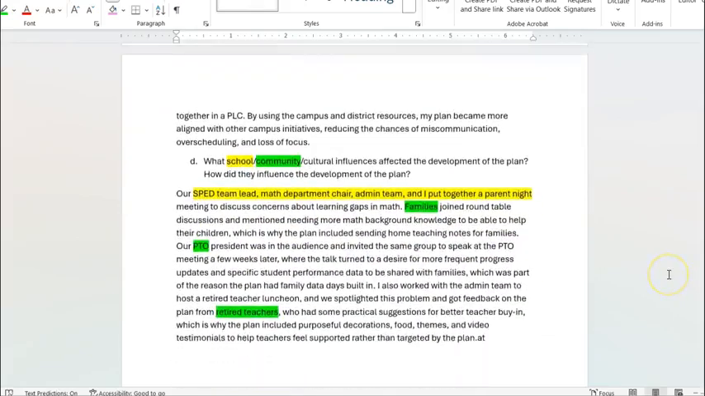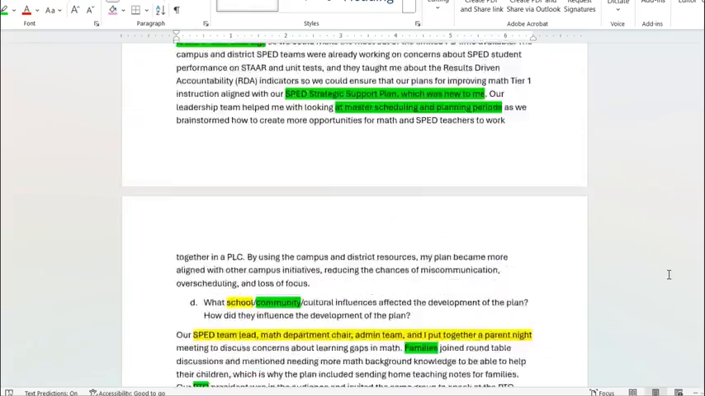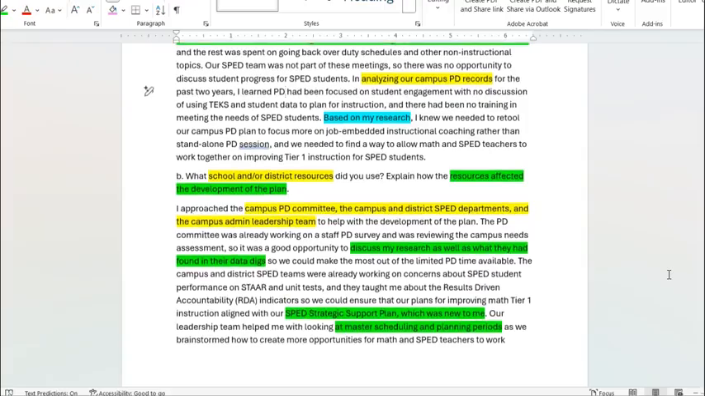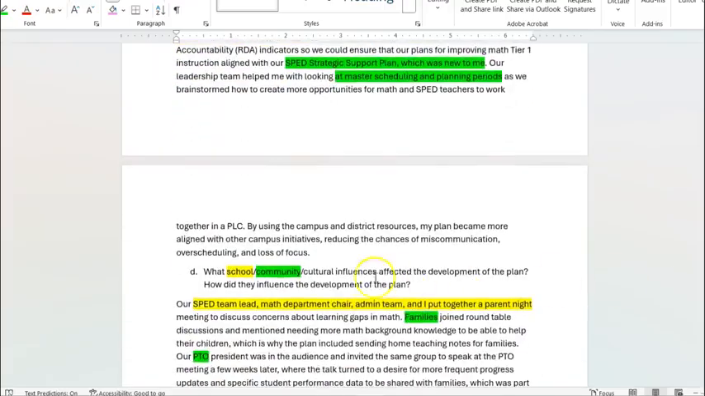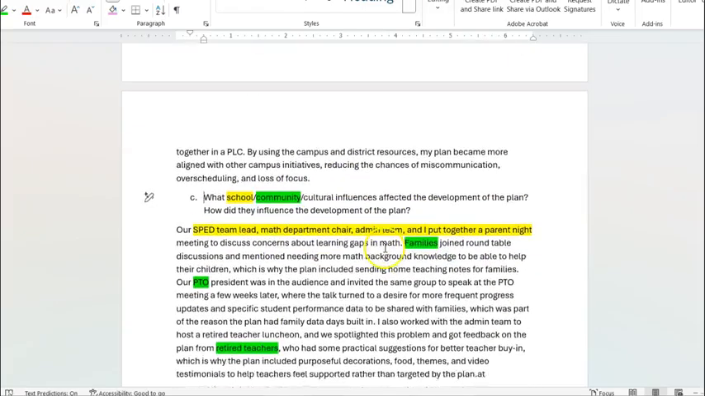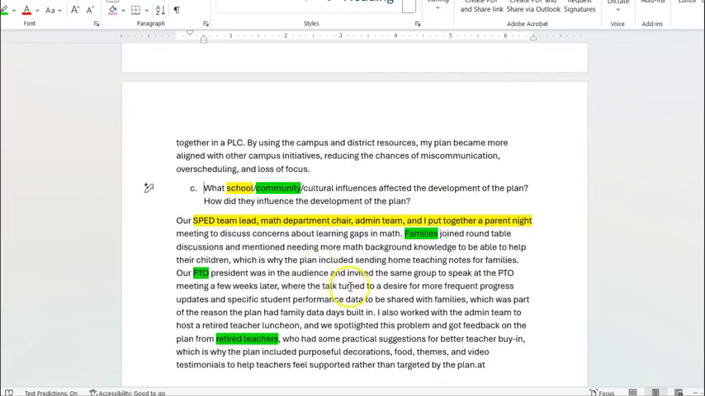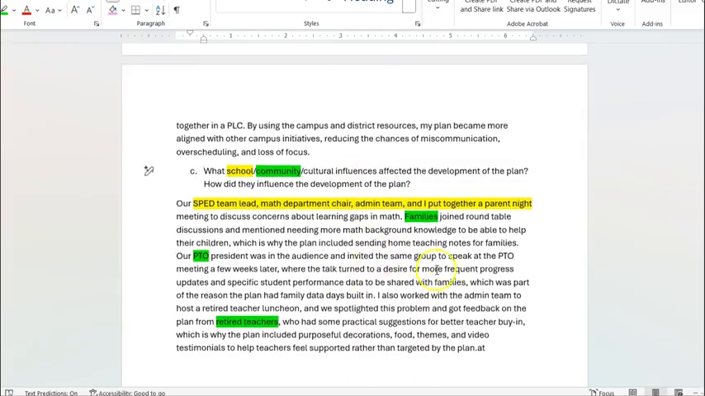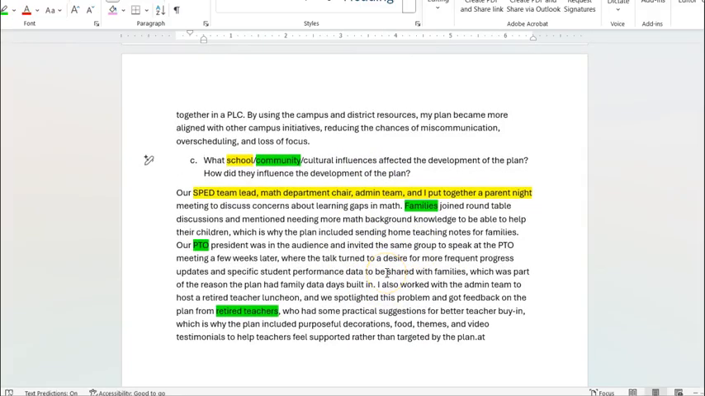Okay, now let's move to D. How do we have A, B, D? Well, this is actually C. Okay, what school or community cultural influences? I did not include any particular cultural influences, although you could argue that some of this was cultural. I just went with school and community just to show you how I worked on mine.